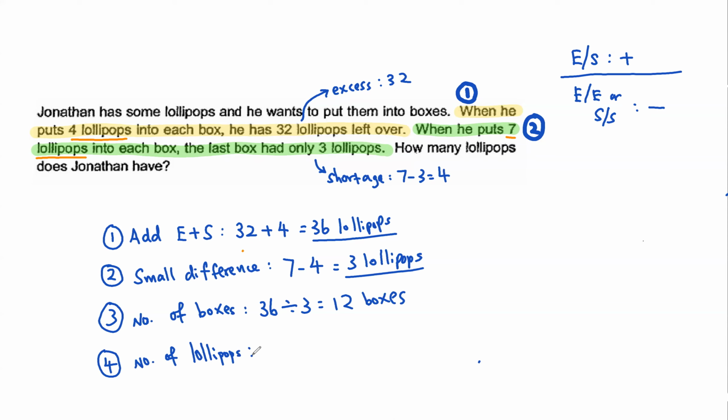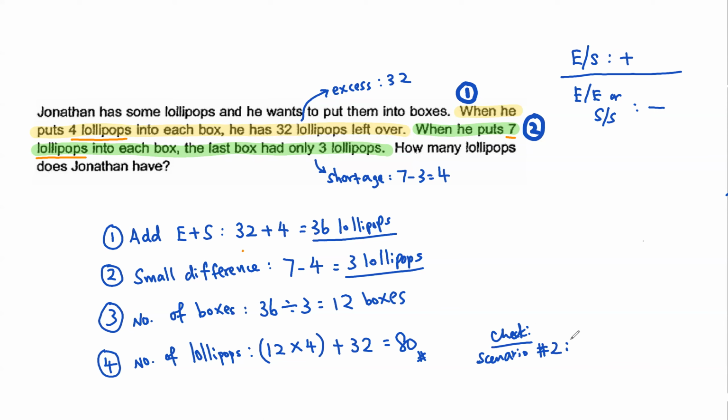You can take the first scenario. So the first scenario is, in each box, he is putting 4 lollipops each, and then there were 32 left over, and the answer would be 80 lollipops. So you can also check it using the second scenario. So scenario number 2, this is a form of checking actually. You should get the same answer.